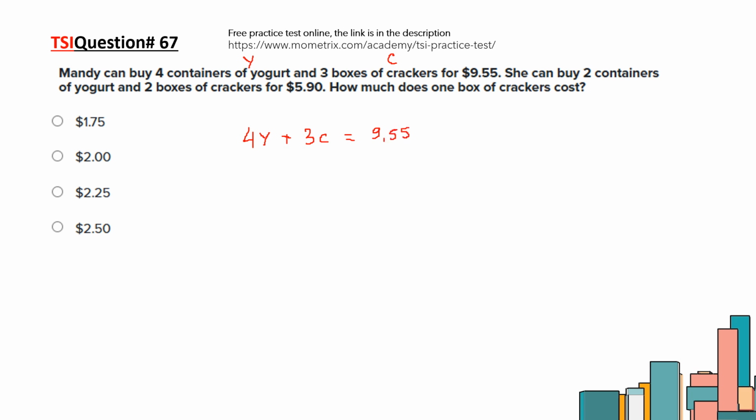Now the second sentence, we have 2 containers of yogurt, so 2Y. Yogurt is Y here. And then a box of crackers is C, so add 2C. That is equal to $5.90. So we have a system of equations here.